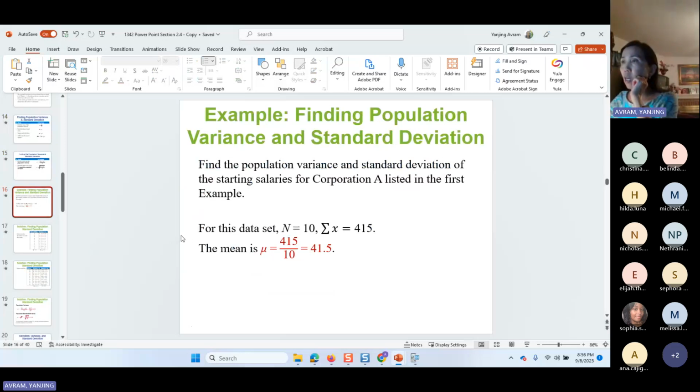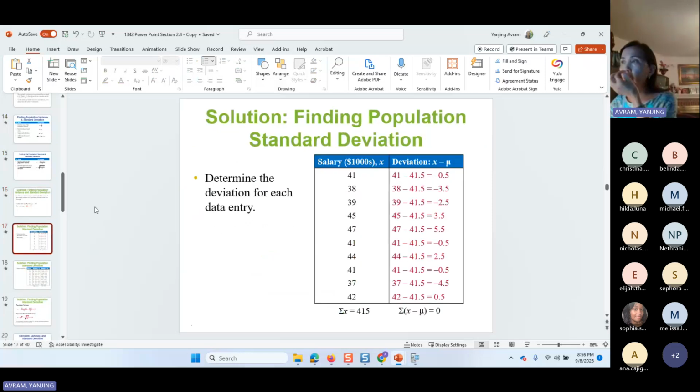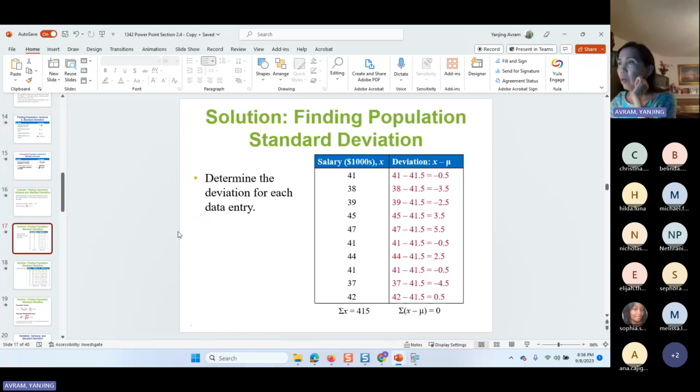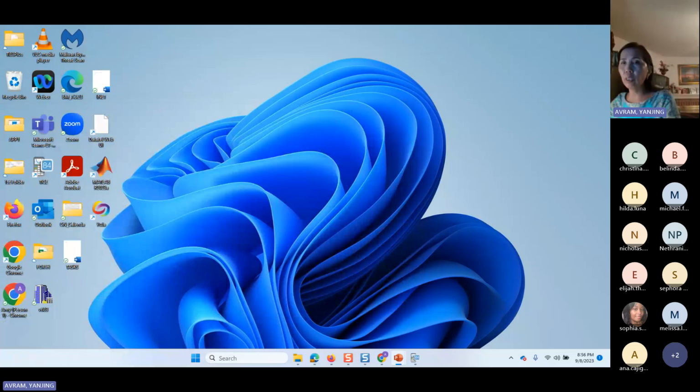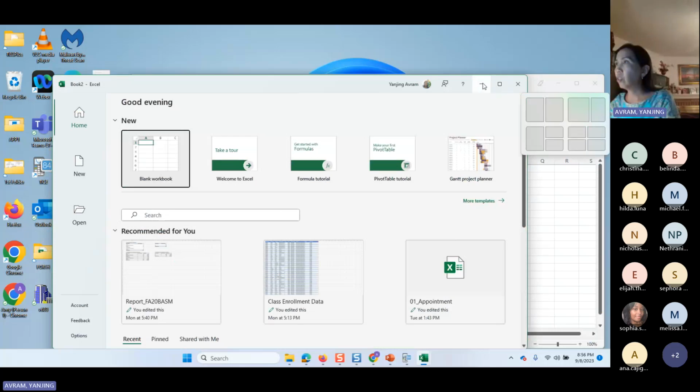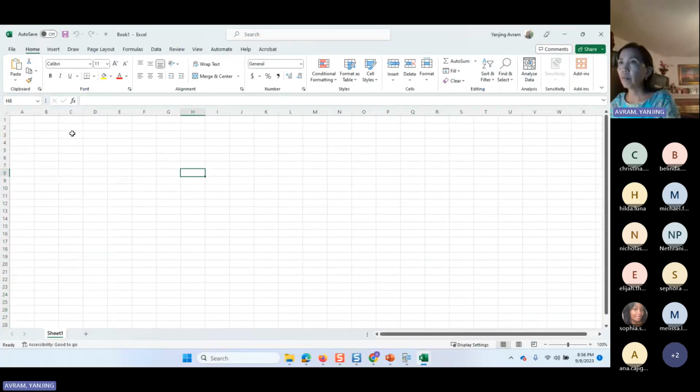Okay, so we have this corporation A here. How do we find the standard deviation for the A? Let me show you how to calculate this one once, and then I'll show you how to use a calculator. Using a calculator is very easy, but you also have to know where this data comes from. So let's just do that manually once.